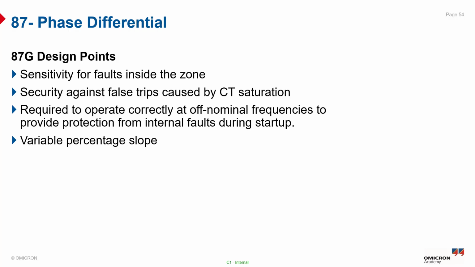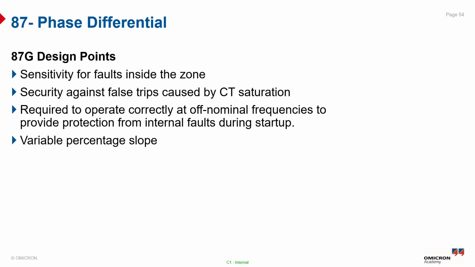So the key design points for 87G, which is generator differential protection, focus on both sensitivity and security. So the relay must be sensitive enough to detect faults occurring inside the protected zone while remaining secure against false trips, especially those caused by CT saturation. It also needs to operate correctly at off-nominal frequency, such as during generator startup, to ensure protection from internal faults. Finally, the differential characteristic often uses a variable percentage slope, which allows a balance between sensitivity to real internal faults and restraint against measurement errors or through faults.